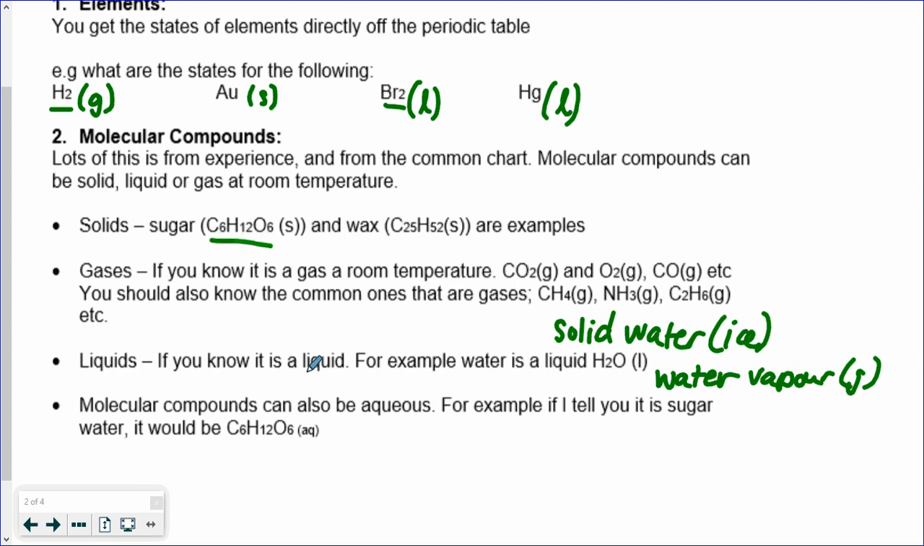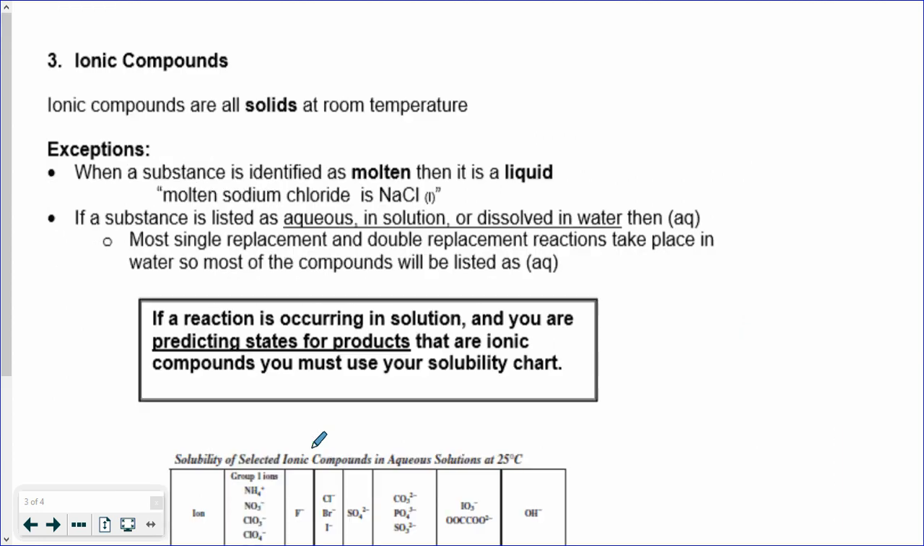Molecular compounds can be aqueous. If we tell you something is sugar water, again C6H12O6, on its own it's a solid, but if we say it's sugar water, we know that we've dissolved it into water, so it would be aqueous as well. So that's elements, molecular compounds, ionic compounds. Ionic compounds are all solids at room temperature. So that one's pretty easy.